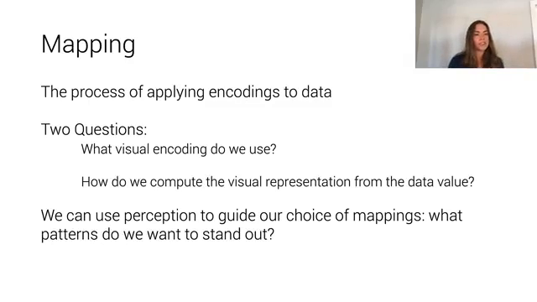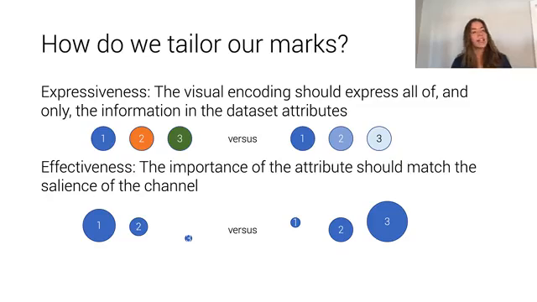But I want to first start with this idea of what visual encodings are reasonable to use. And we can use the way that we perceive and intuit different visual channels, so things like position and color, to choose the kinds of patterns that we want to stand out. And this relates to a series of principles you'll see in visualization design called expressiveness and effectiveness. Put succinctly, when we talk about expressiveness, our visual encoding should express all of, but only the information that is appropriate for our dataset attributes.